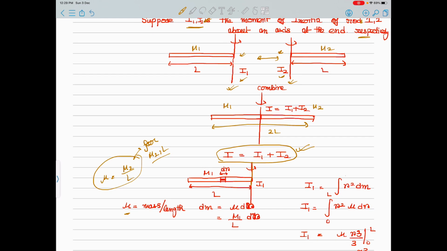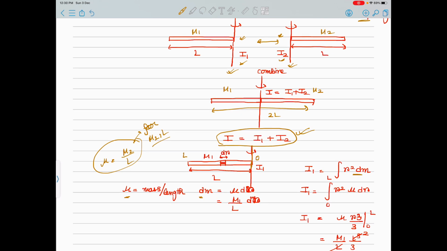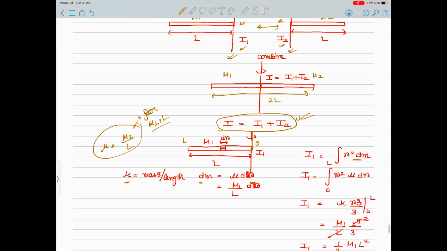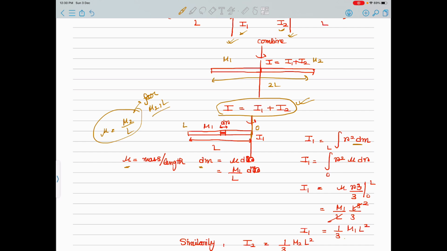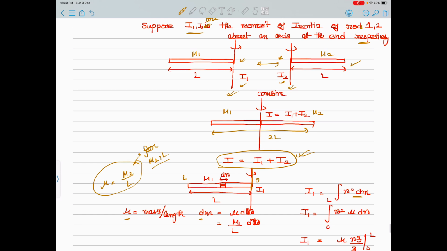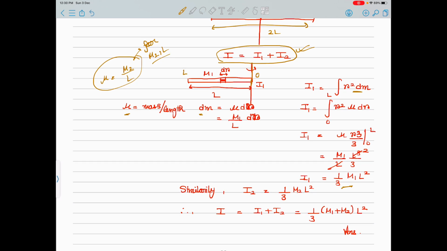So I1, as per the definition of the moment of inertia, is the integral of r square dm. So from 0 to L, because from here I am taking my reference as 0 and here it is L. So integral 0 to L of r square mu dr, because mu dr is nothing but dm. Mu can be taken out because it's a constant. M1 is constant, L is also constant. The integral of r square dr will be r cube by 3 from 0 to L, and we get M1 by L times L cube by 3. So this becomes M1 L square by 3. One third M1 L square is I1. Similarly, in the same way, if we proceed for I2 with M2 and L, I2 will come out to be one third M2 L square.